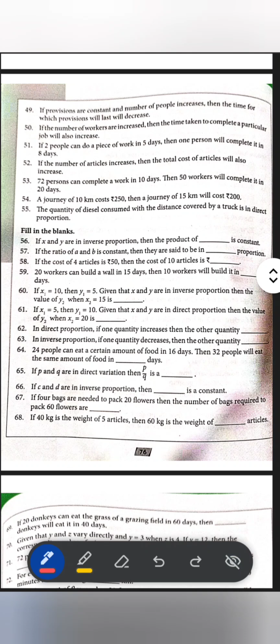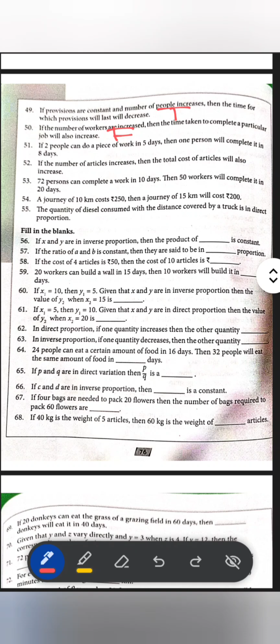Okay, now come to the next part. If provisions are constant, meaning the amount of food is constant, and the number of people increases, the time for which the provision will last will decrease. Obviously, when you increase the number of people with a constant amount of food, then definitely it will finish very soon. So that is the true statement. If the number of workers is increased, then the time taken to complete a particular job will also increase. No, it will decrease. The time taken will be decreased. So this statement is false.